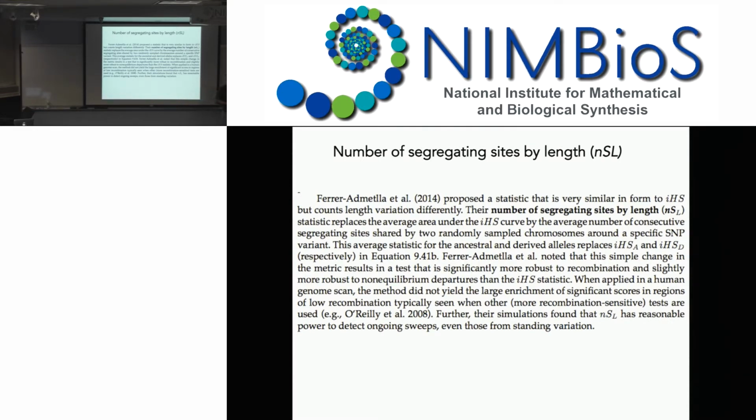So I'm a member of that allele class, you're a member, I line us up, I look how many segregating sites around it that we share. Then I take me and I take a second allele, look at how many we share. I take you and that second allele, look at how many we share, and compute an average value. So it's an interesting metric because you're not looking at length, you're simply looking at how far you go out in terms of number of segregating sites. And it turns out the simulations show it's significantly more robust to recombination and slightly more robust to non-equilibrium departures from the IHS test statistic. So it's actually a more simple statistic to compute. It turns out to have a little bit better features.